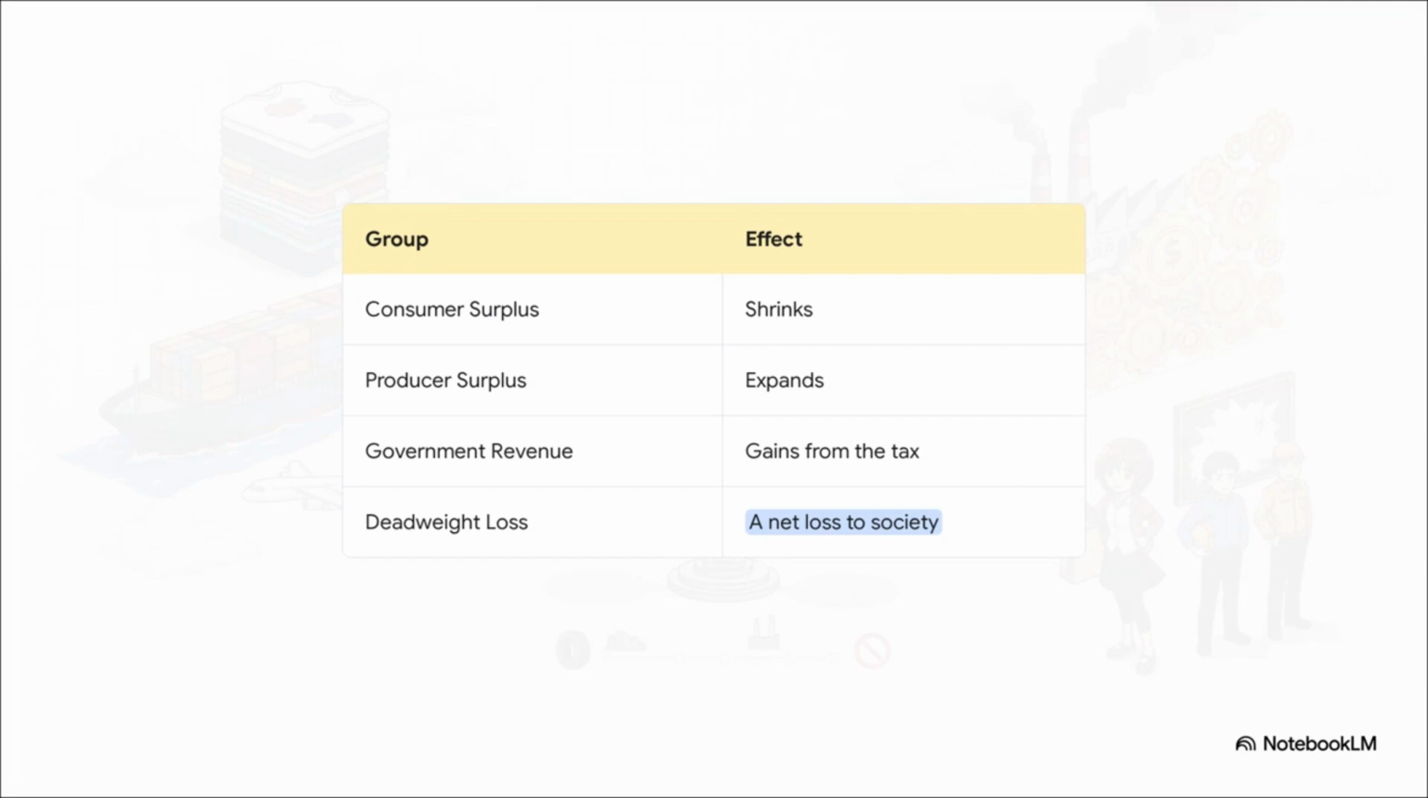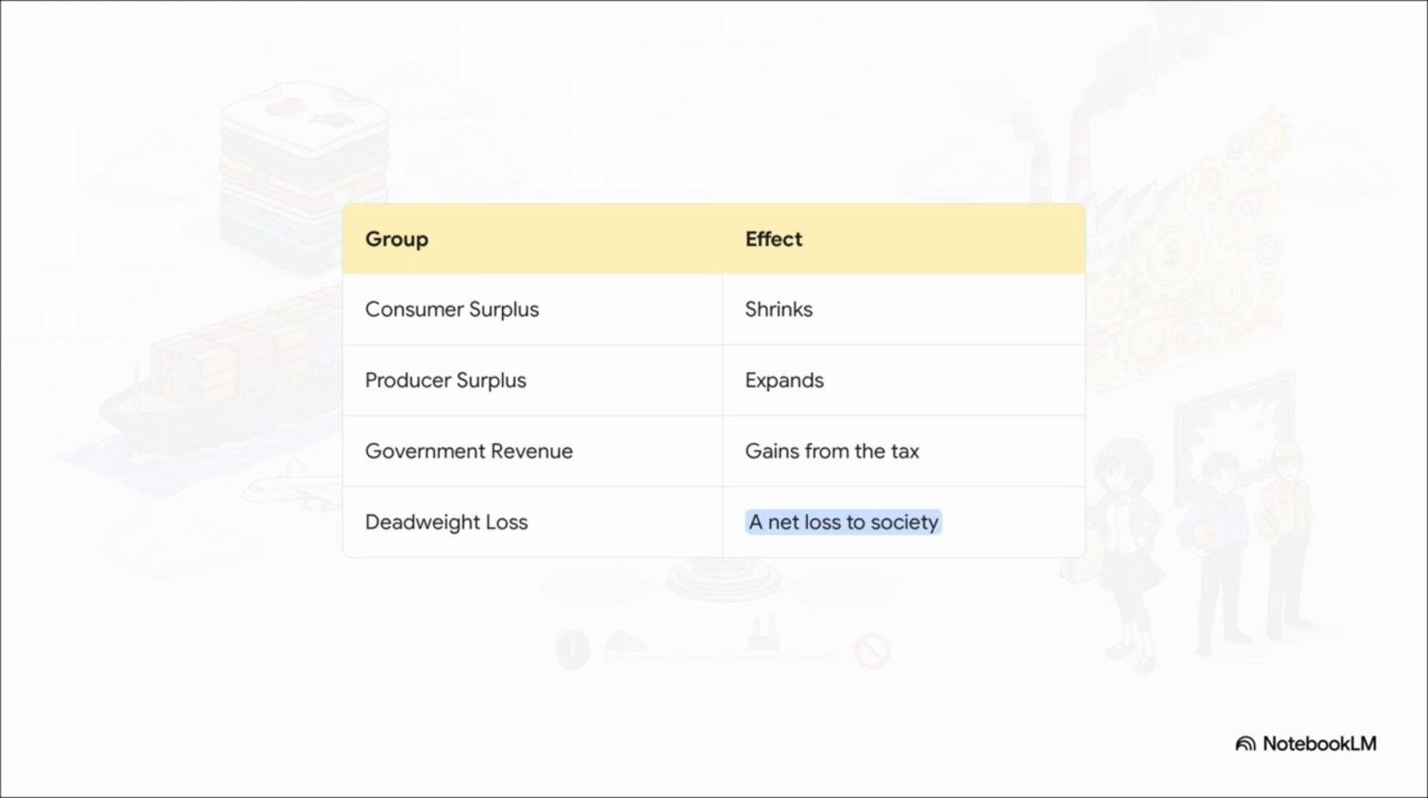But here's the catch. A tariff doesn't magically create new wealth, it just moves it around. Consumers lose out because they're paying higher prices. The local producers, they win because they get to sell more shirts at a higher price. And the government wins too. It gets to collect all that tax money.